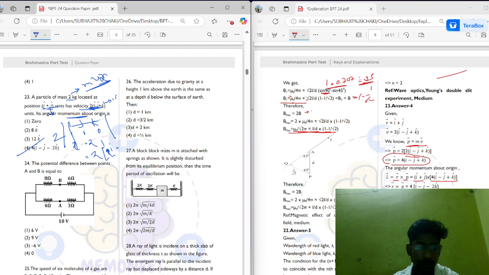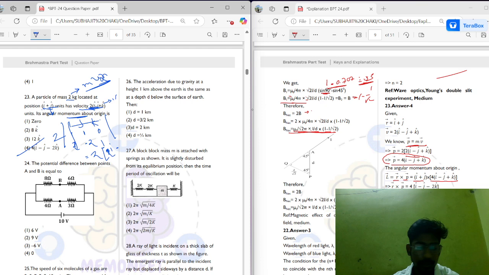Therefore, the equivalent will be product, meaning 4k square divided by their addition, 4k. That means 4 cancels, it will be equal to k, and this k and this one are in parallel, so therefore this will become 2k. K equivalent will be equal to 2k, and I told you T equals 2 pi root over m by k. K equivalent here equals 2k. Therefore the answer will be option number 3.